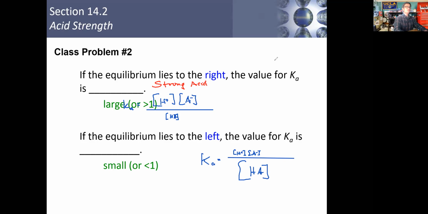So we can use equilibrium to determine whether we have a strong or a weak acid, based on the value for Ka. Hopefully you got that, folks. If you're not quite clear on this, make sure you email me and let me know. All right, let's do another one really quickly.